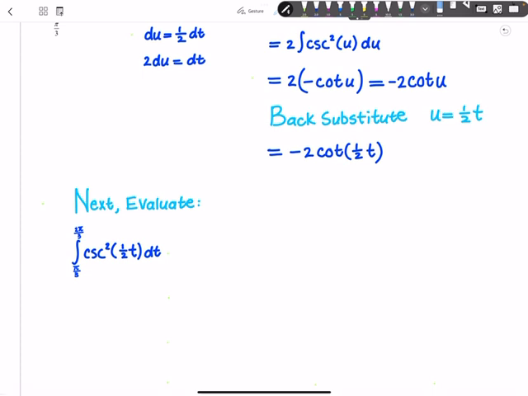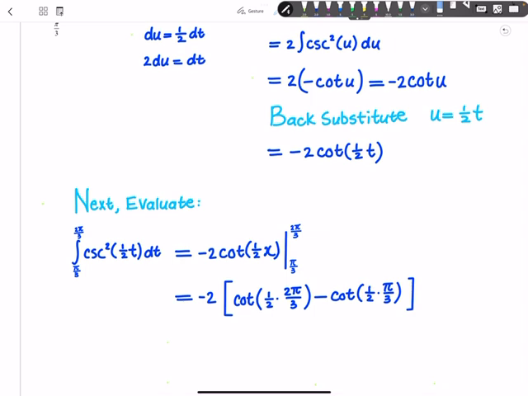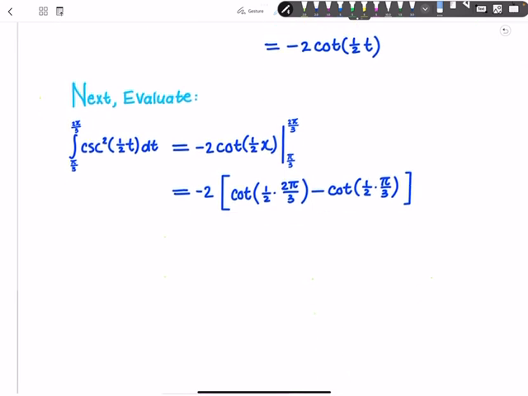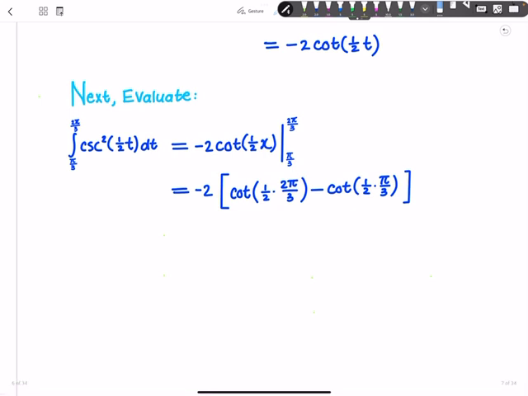The integral from pi thirds to 2 pi thirds will be equal to negative 2 times cotangent of 1/2 t, evaluated on those bounds. I'm going to just follow the fundamental theorem of calculus here, and I will plug in top minus plug in bottom. Note that I left the coefficient negative 2 outside of this calculation. That's an easy way of not having to carry around too many coefficients, especially negative coefficients. We can put it back at the end. But now we have to evaluate. So if I just clean up, I'm going to get negative 2 times cotangent of pi thirds minus cotangent of pi over 6.